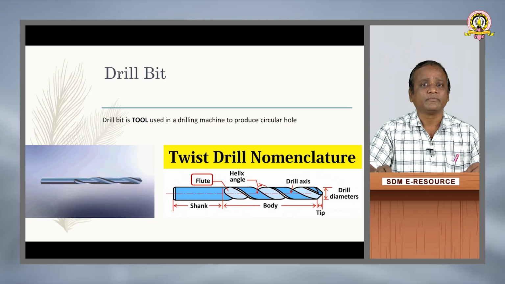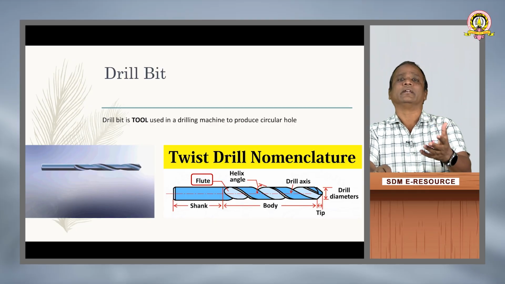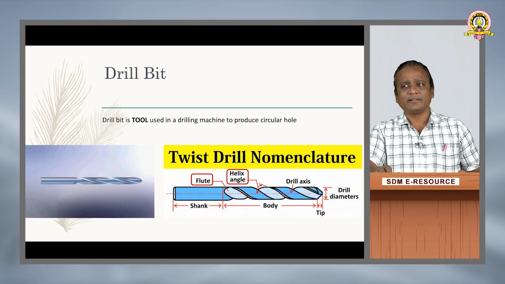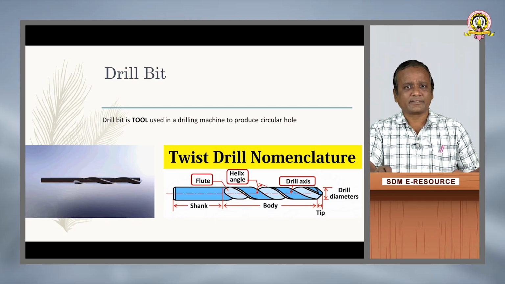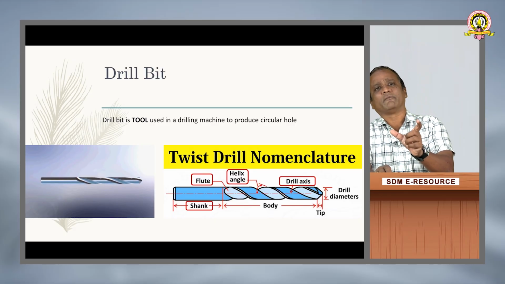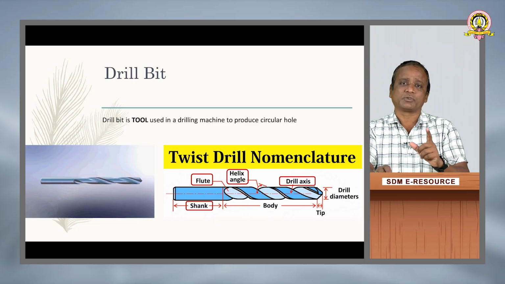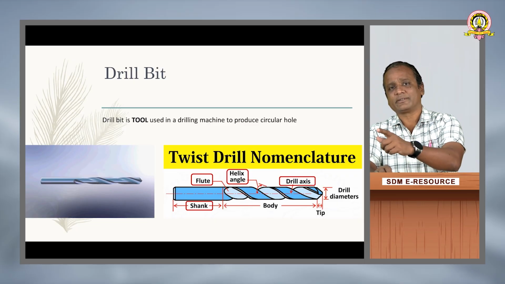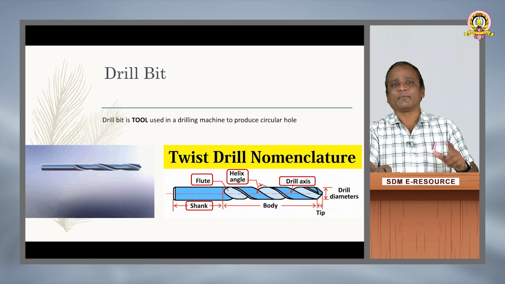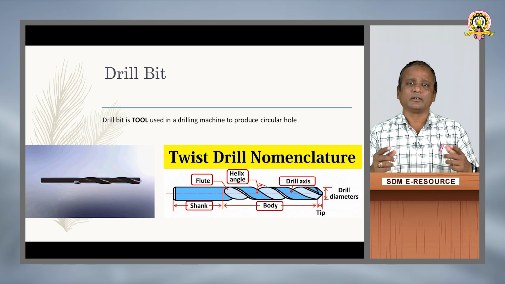One is the flute. It's a passage through which the metal is removed when you are about to drill a hole in any workpiece. A helix angle, right? Then a drill axis, yes, a shank. This part of a tool is the one fitted inside a chuck, and a chuck in the drilling machine is the one which holds the tool, that means the drill bit. And a body is the one which penetrates through the workpiece in order to develop a circular hole.